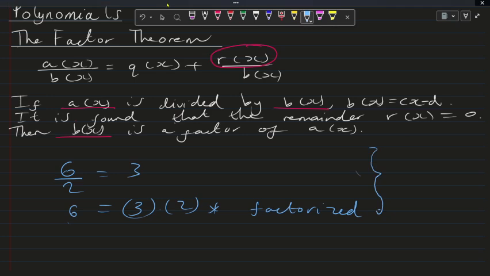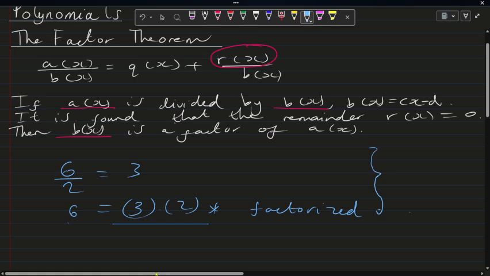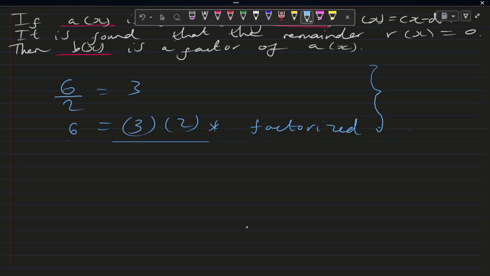Okay, so this process that I've applied to the number 6 is the very same thing that we will do when it comes to polynomials, or algebraic expressions. What we will do is find a factor of a polynomial, and then make use of that factor to express the polynomial in this manner, or to factorize that polynomial. So that is where the factor theorem comes in.